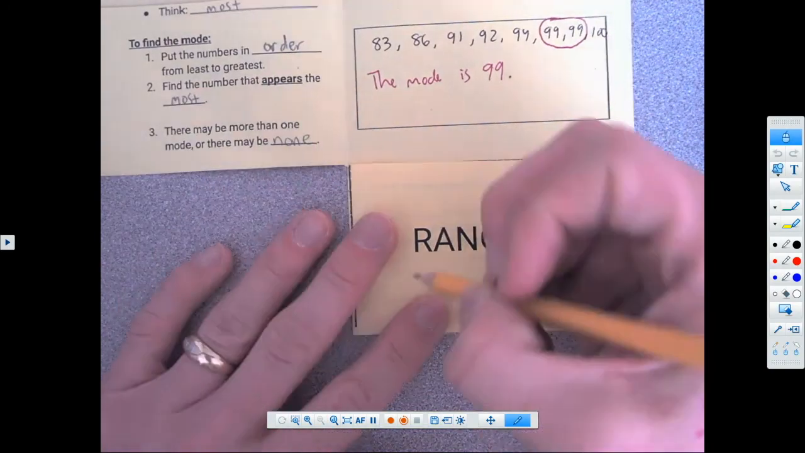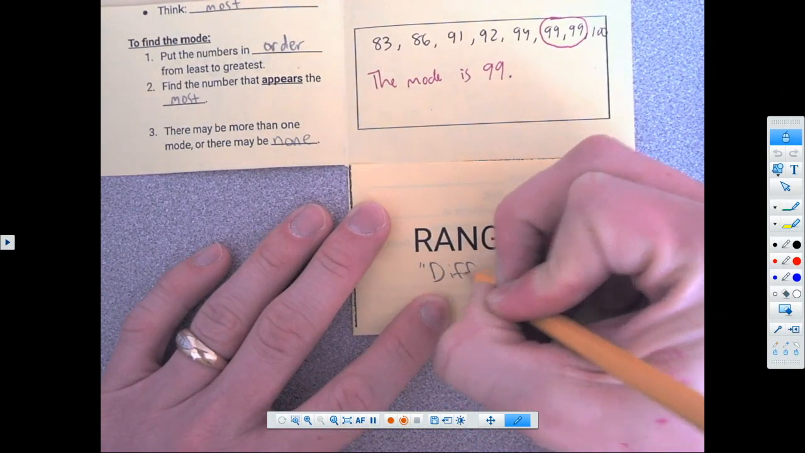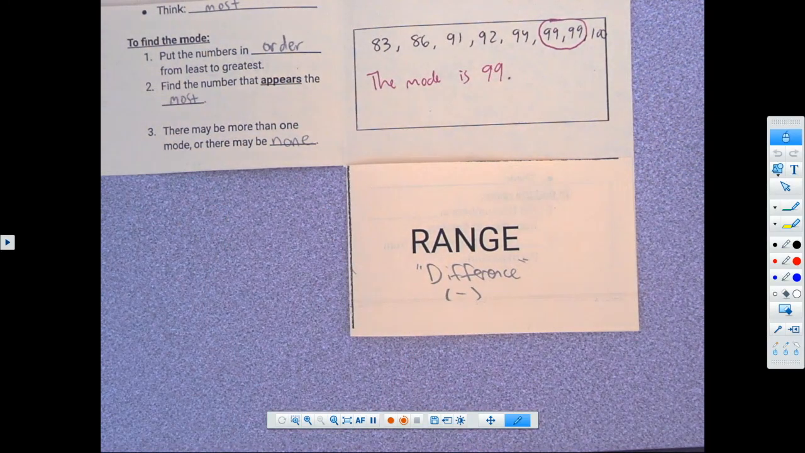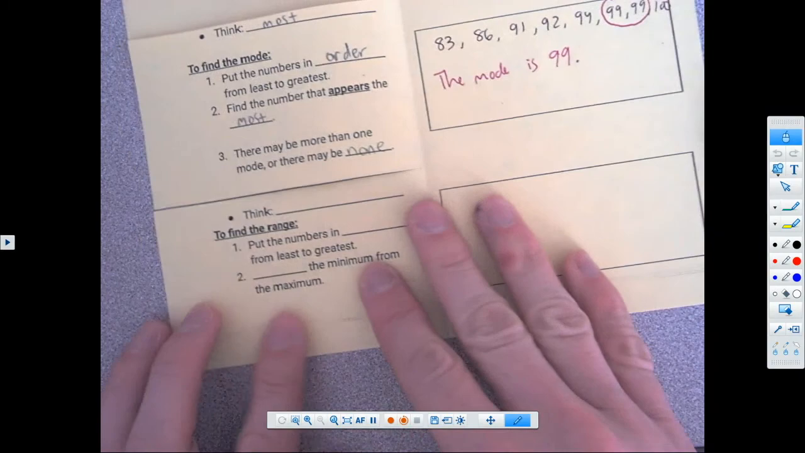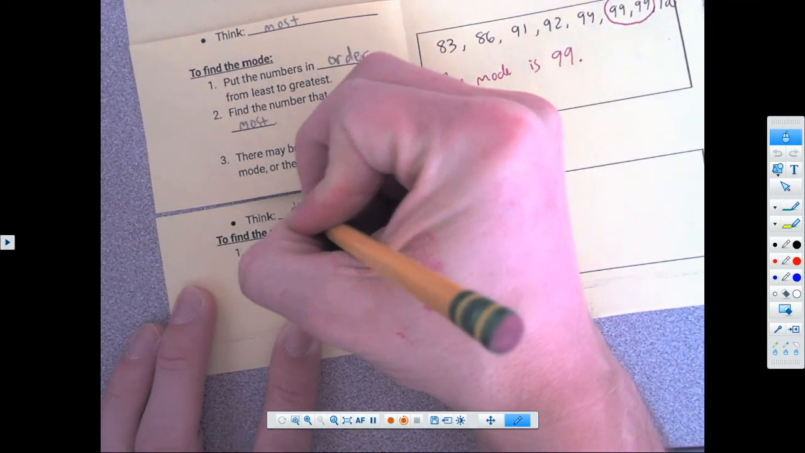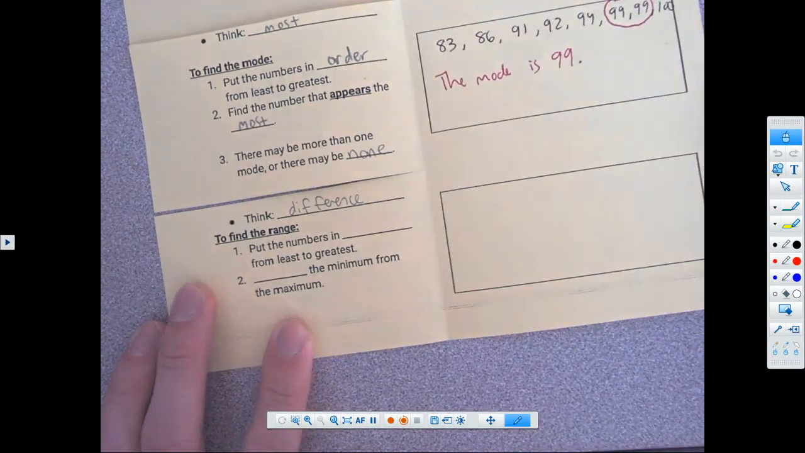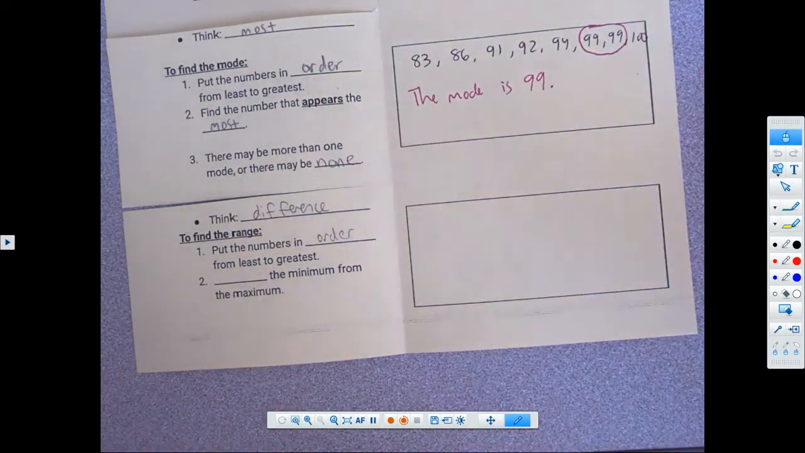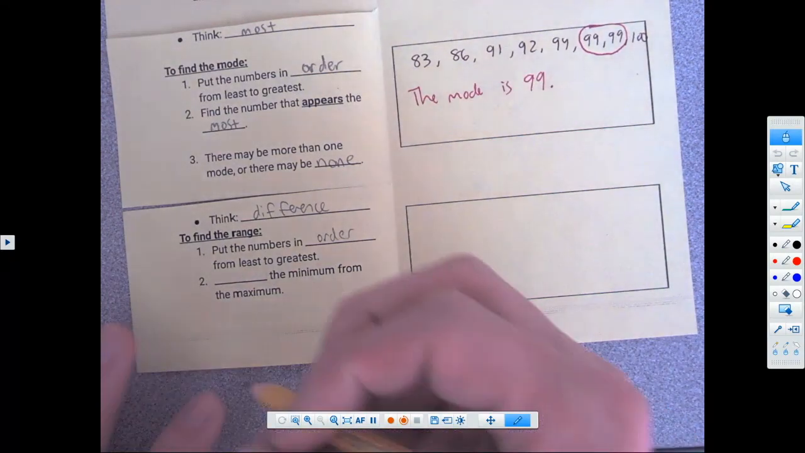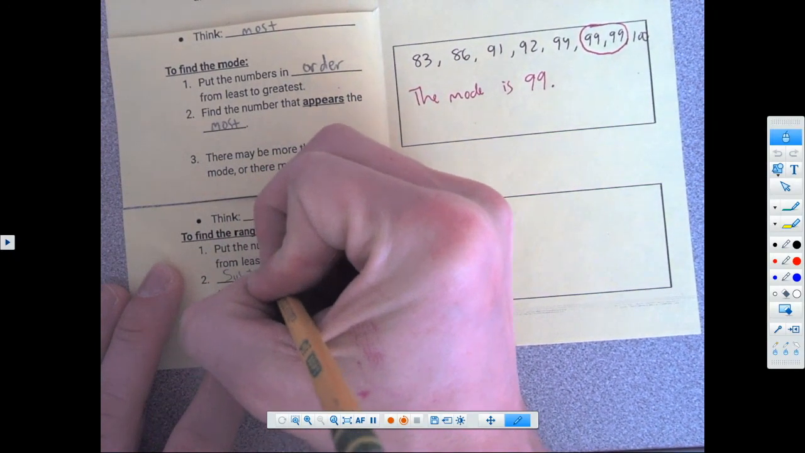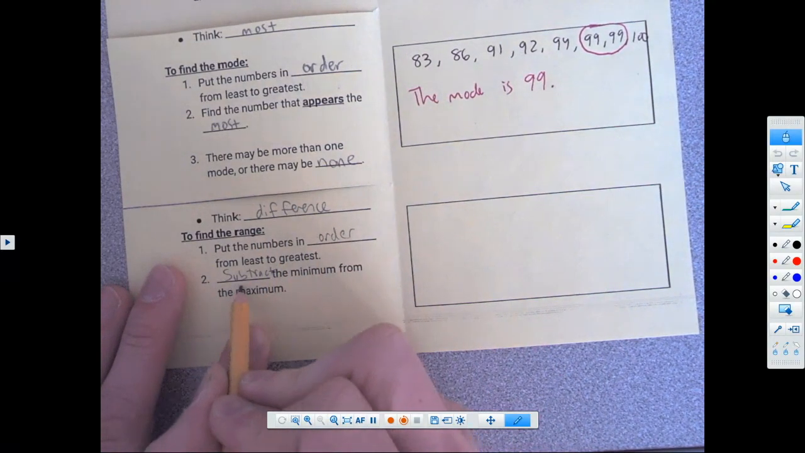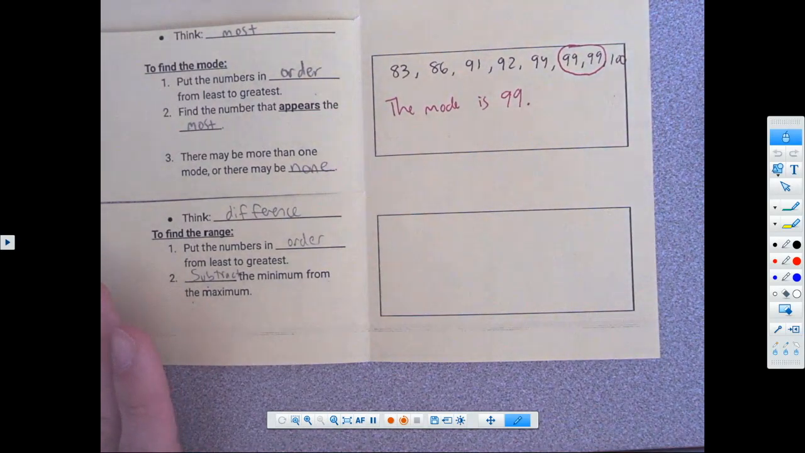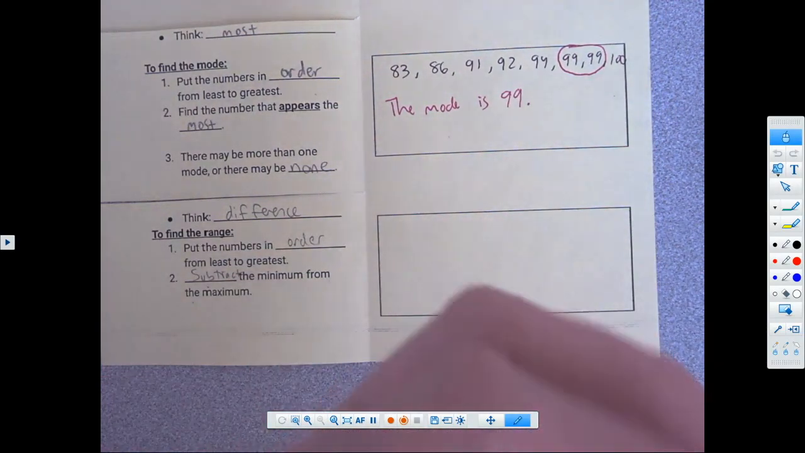When you hear range, I want you to think difference. And I'm going to put under that subtraction. Because you want to remember, difference means subtraction, right? So opening it up, think difference. So again, if we put the numbers in order from least to greatest, it helps us see what the maximum and minimum are. And we're going to subtract that difference right there. We're going to subtract the minimum from the maximum. So that means maximum minus minimum. You're taking the minimum out of the maximum.